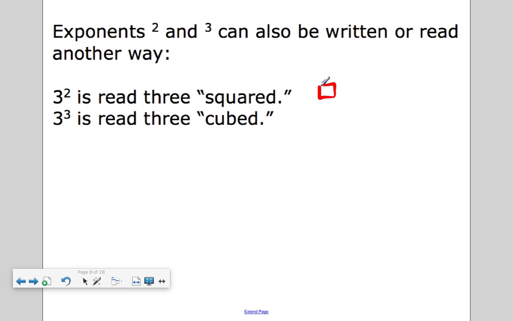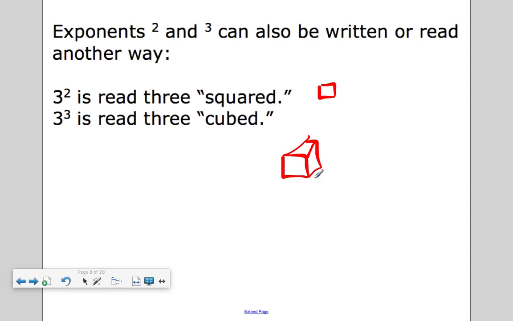Think about it. If it's 2-dimensional, it is a flat surface. It's 2D. When something is 3-dimensional, such as this cube, then it is cubed. So that's how I memorize it. A 2-dimensional shape is squared. A three-dimensional shape is cubed.